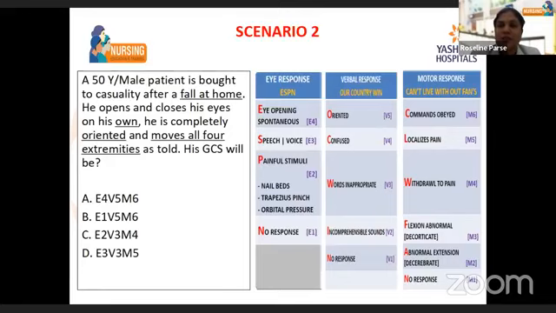Now he's completely oriented. You ask him about name, time, place, any question, the answer is right. So he is oriented. That's V5. And the last one, he moves all the 4 limbs as instructed. So he's obeying our commands. So that's M6. So the score would be E4, V5 and M6, and the total is 15.